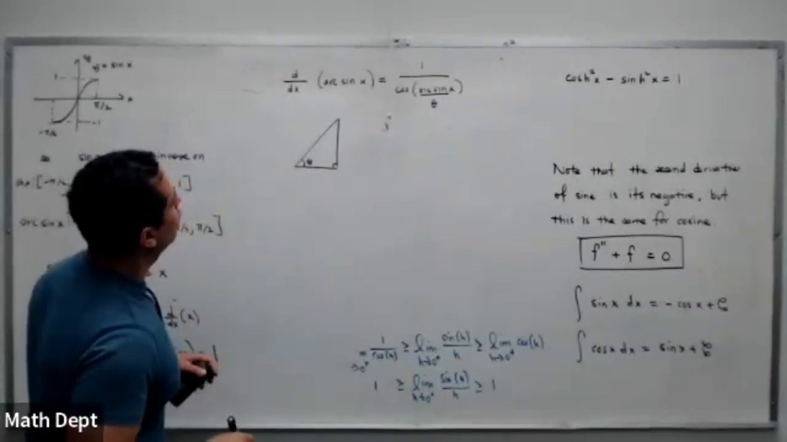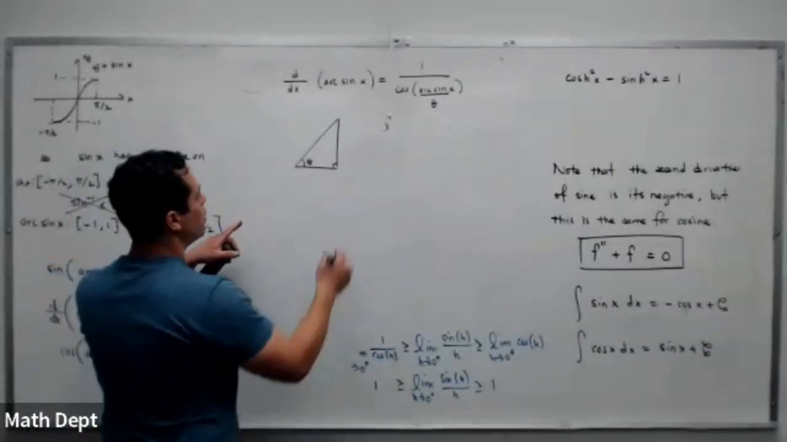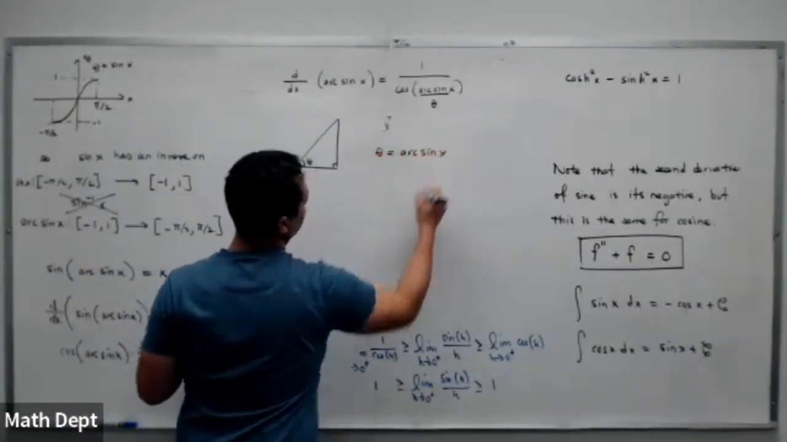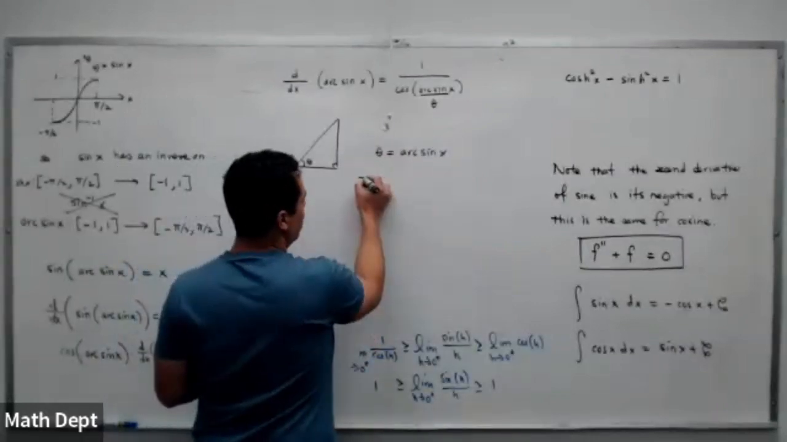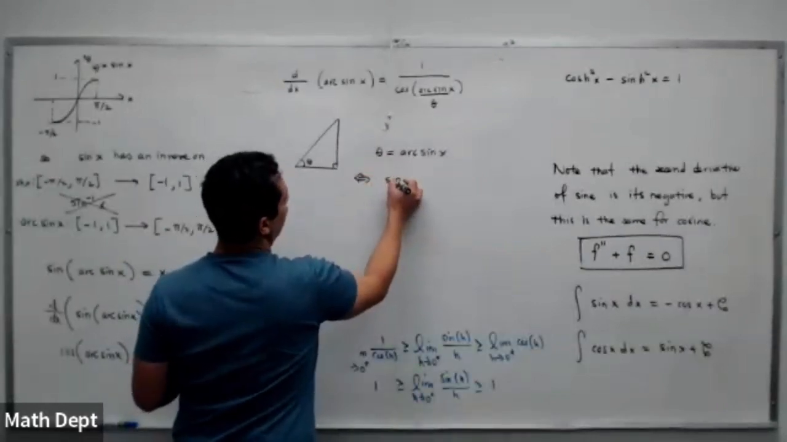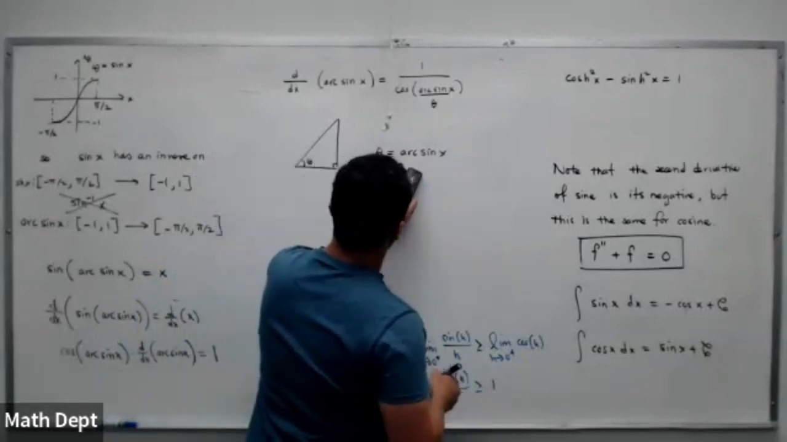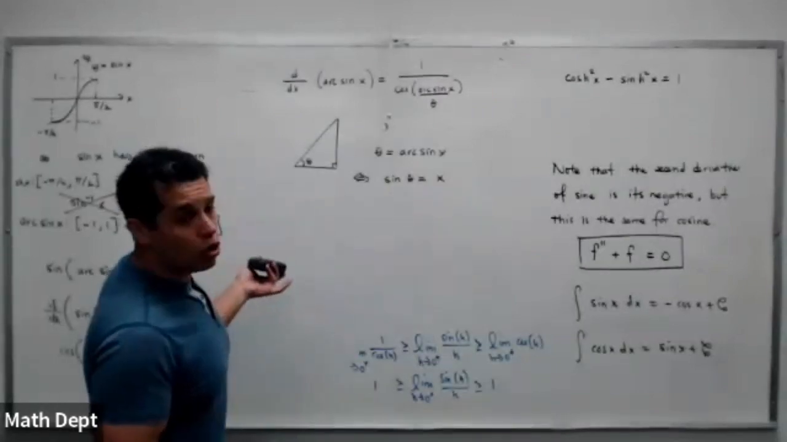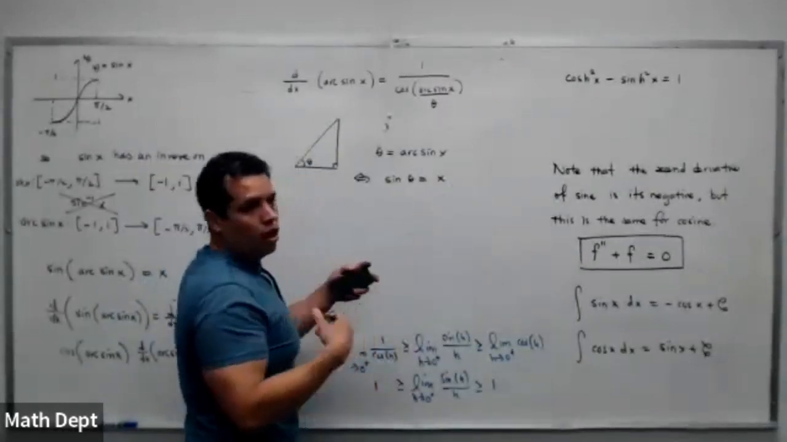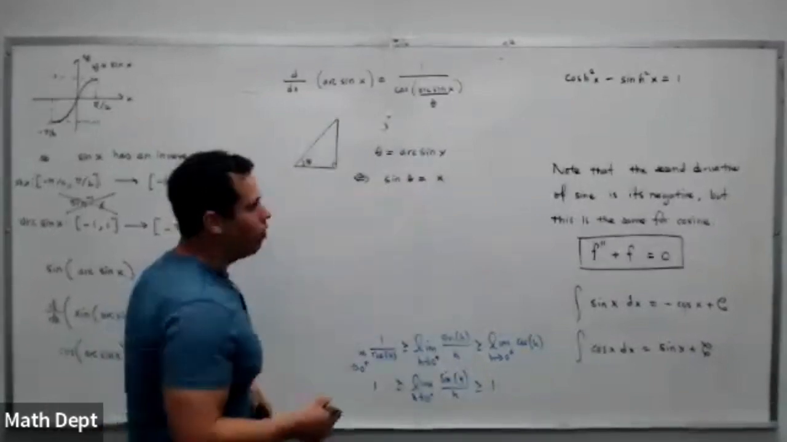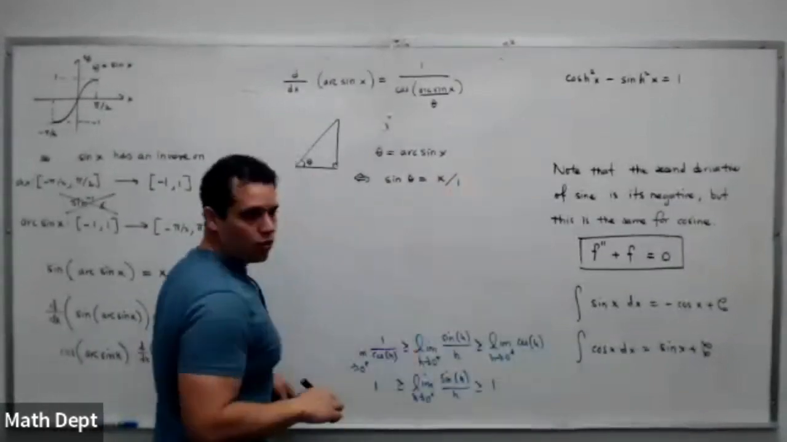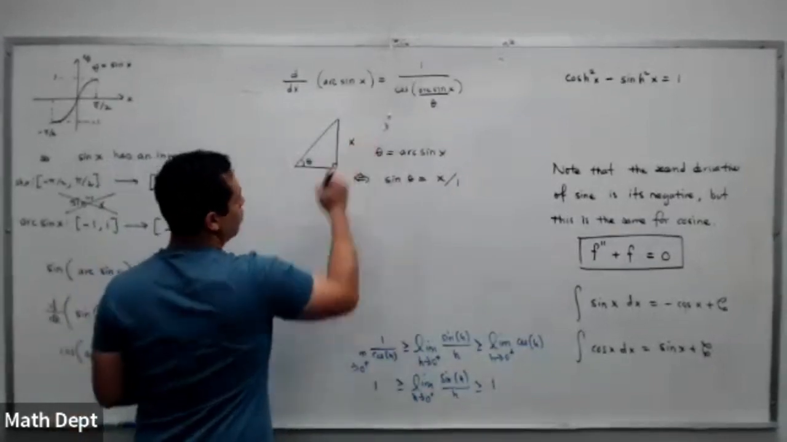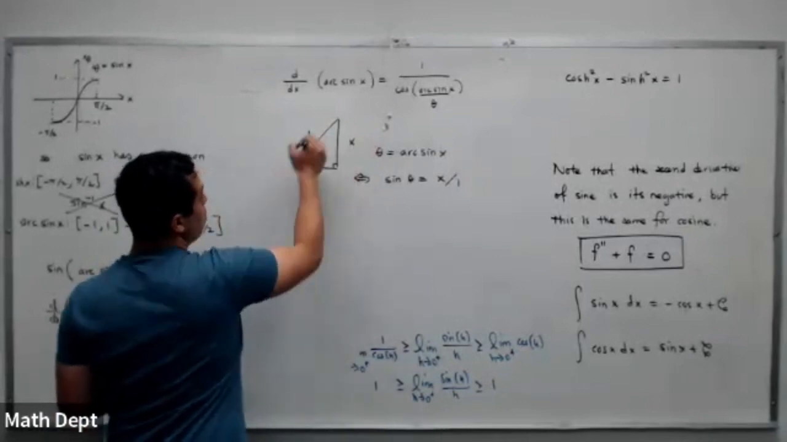So you need to make a construction. Well, what is this saying? I'm saying that theta is the arc sine of x. This is equivalent to indicating that the sine of theta is equal to x. So what I'm going to do is construct a triangle with the appropriate information. I can write this as x over 1. Sine is opposite over hypotenuse, so I have x. Well, this one is 1.